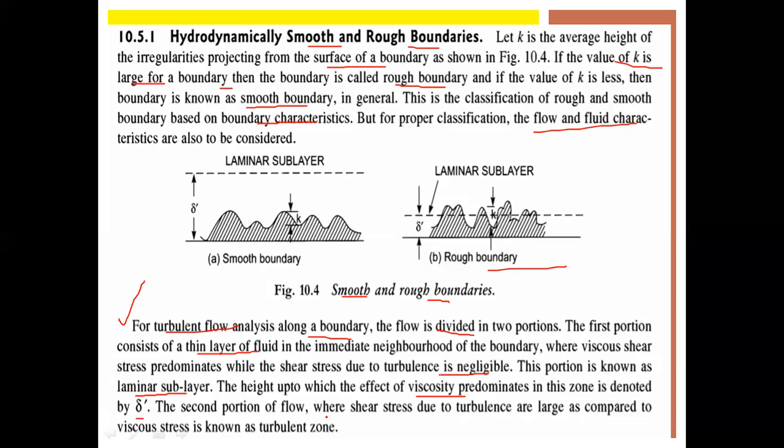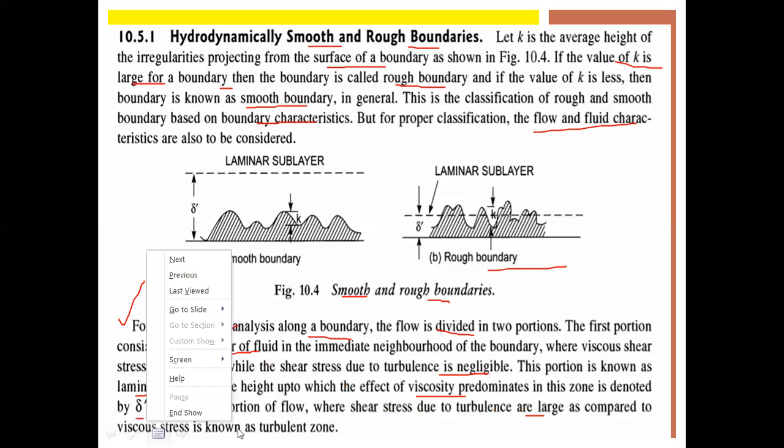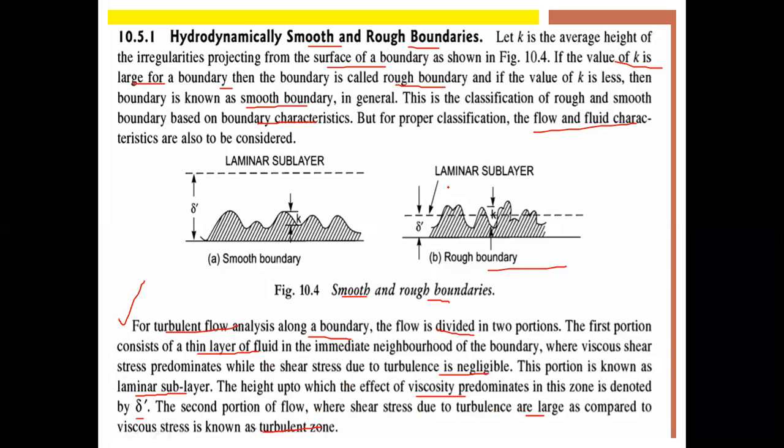The second portion of the flow, where shear stress is due to turbulence and is large as compared to the viscous stress, is known as the turbulent zone. So the initial layer will be the thin layer, and the next layer will be the turbulent zone, which is large. This is just to show the differentiation of how the smooth boundary works and how the rough boundary behaves, which is why they are showing these things here.